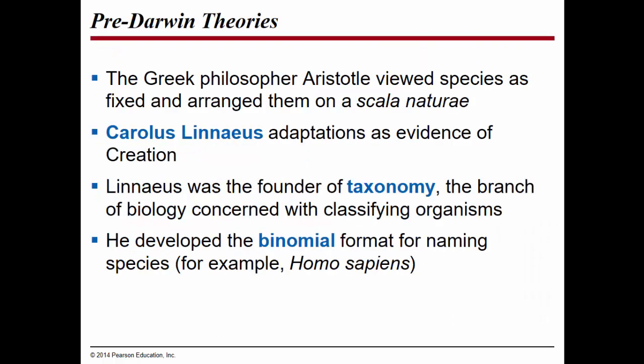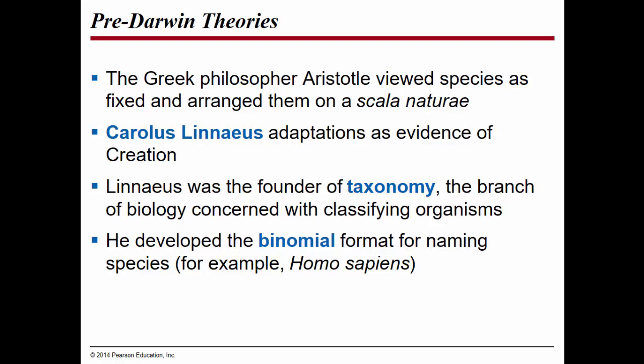So let's start with talking about some of the ideas that were around before Darwin's time. Even though Darwin came up with some great theories, and advanced the study of evolution to a great deal, he certainly was influenced by scientists that came before him. One of the earliest scientists to address the classification of species was the Greek philosopher Aristotle.